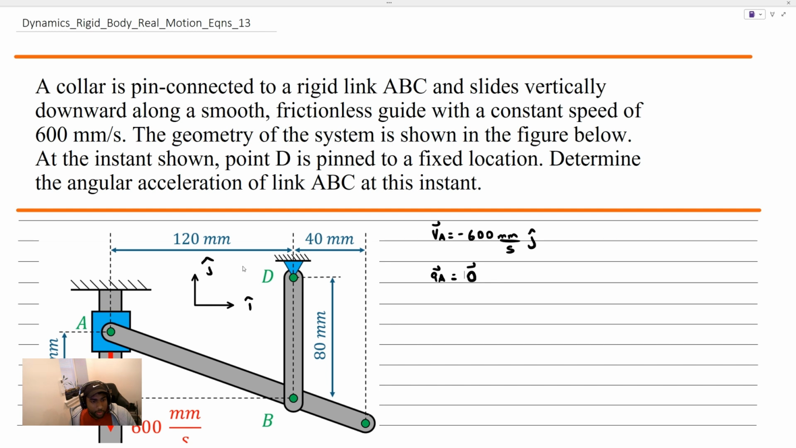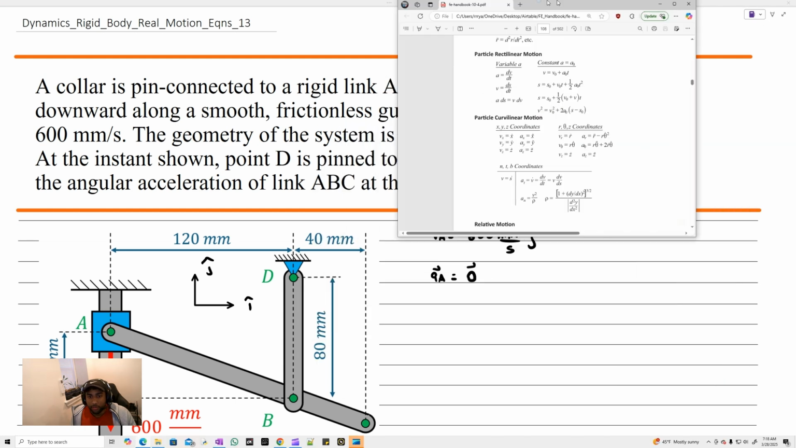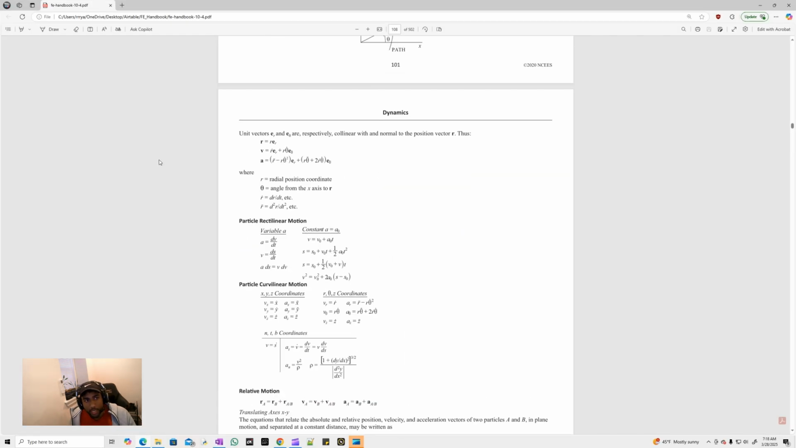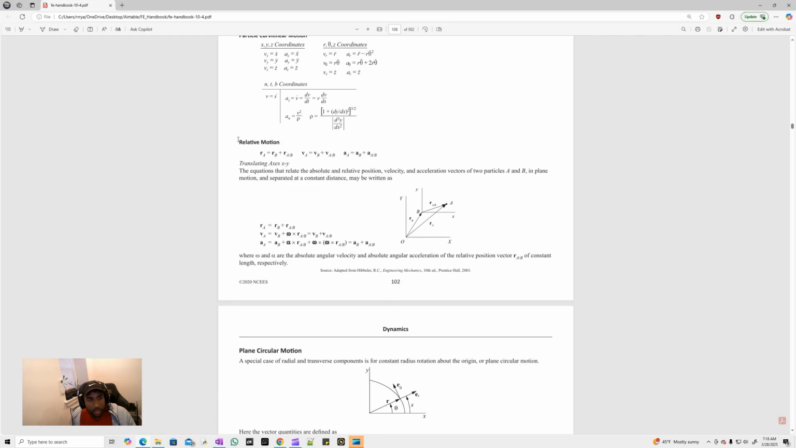Now you look at this problem, you see multiple different rigid bodies connected to each other. They're moving relative to each other. It might give you a hint that you're going to have to use the rigid body relative motion equations. So let's check and see in the manual where we can find that. Now this is in the dynamic section here, under the section relative motion. And what we're looking for is the angular acceleration of that link. I think this would be the right equation that we use.